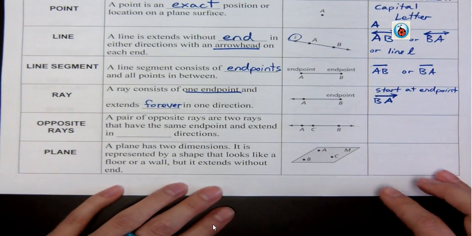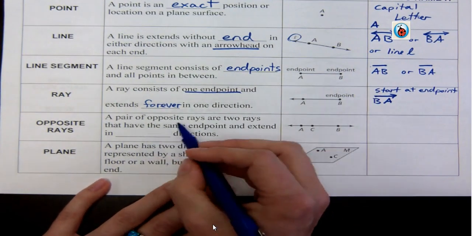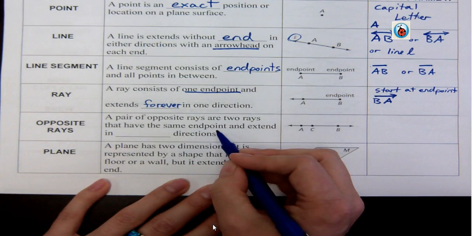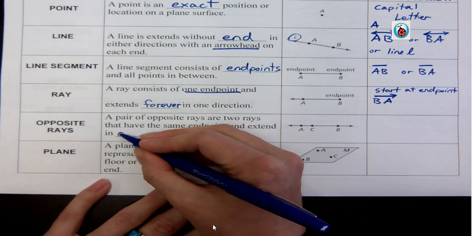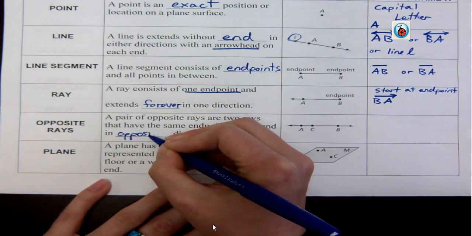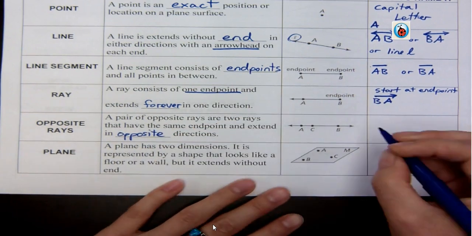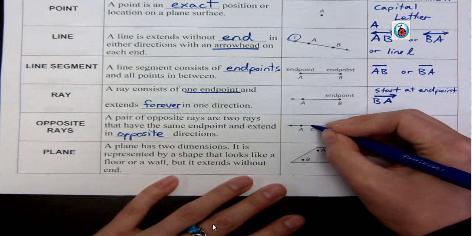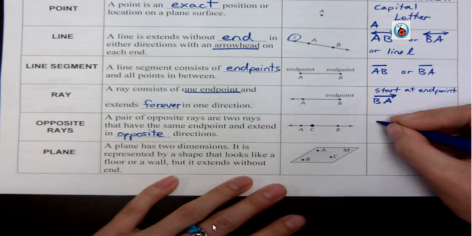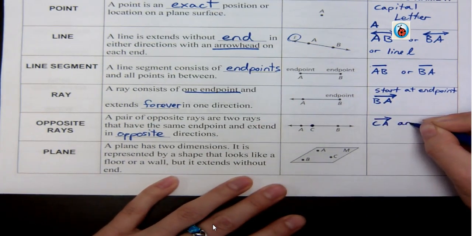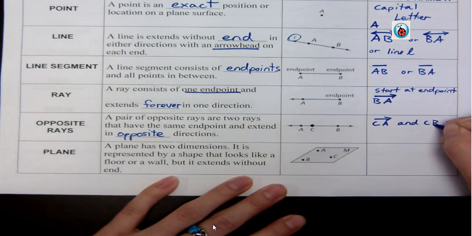Alright, opposite rays. They have the same endpoint and extend in opposite directions. So here we would label this, C is in between the other two, so we would say CA and CB are those opposite rays.